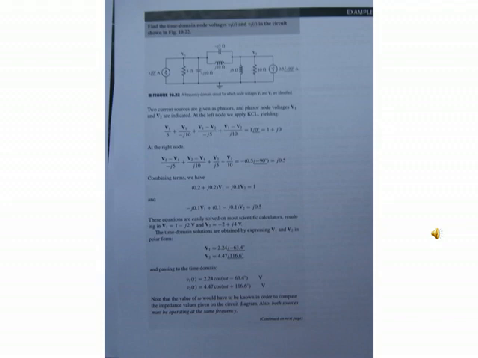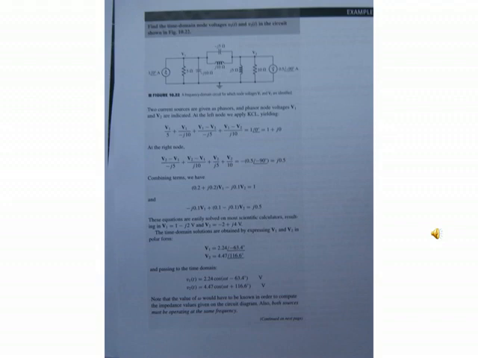So we have to write down the current equations at each node, the V1 node and the V2 node. V1 is the left node and V2 is the right node. For the left node, V1, we can apply Kirchhoff's current law, so the sum of all the currents flowing out of the node is 0.